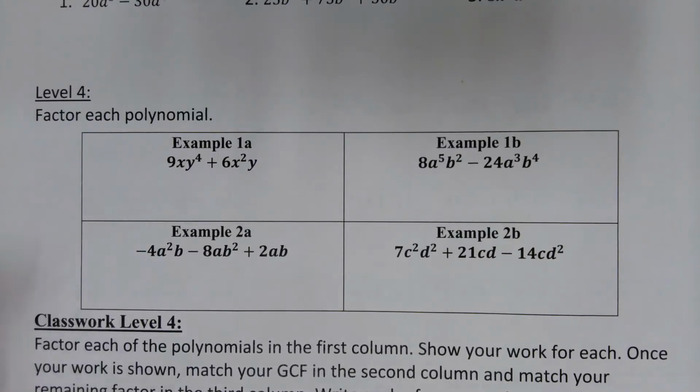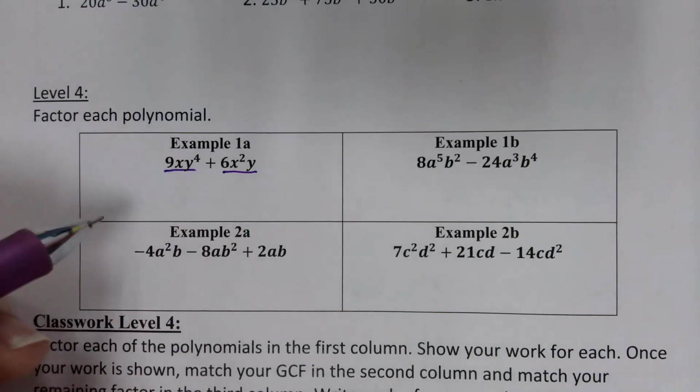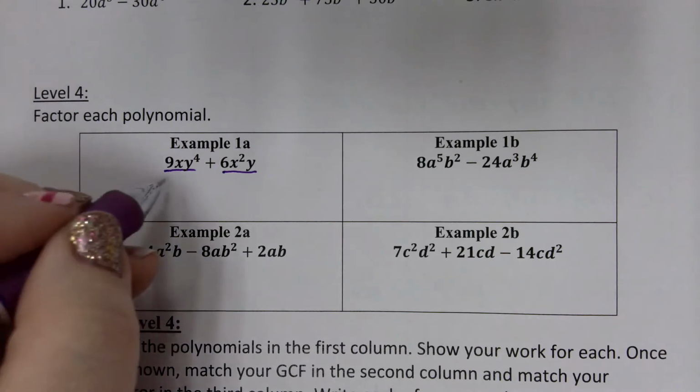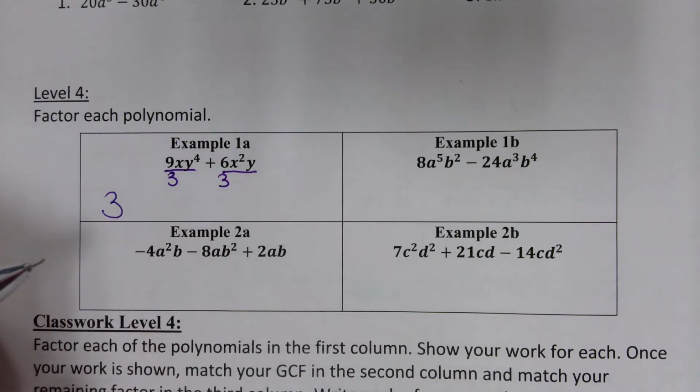In level 4, we're taking out not only a number, we have the capability of taking out a letter with an exponent, so a variable with an exponent, but we can also take out a second kind of variable. Process still remains the same. What's the largest number that will come out of 9 and 6? 3. So a 3 will come in front.